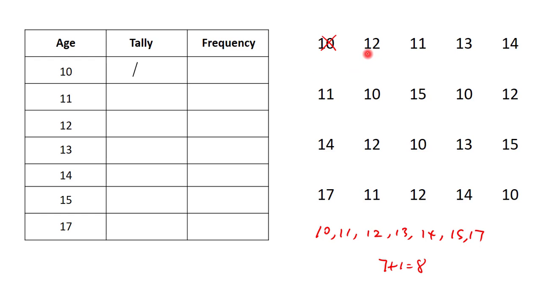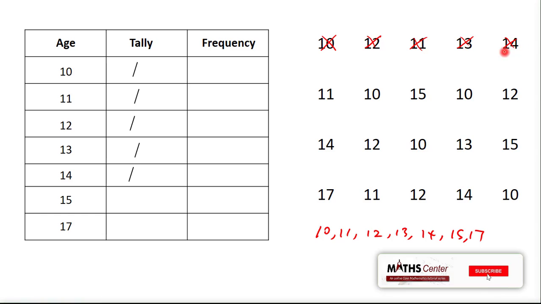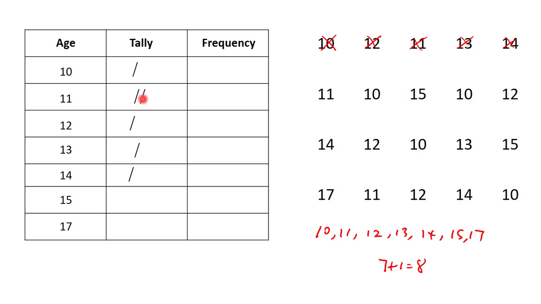The next one is 12. So the age 12 will have 1 stroke. The next one is 11. So the age 11 will have 1 stroke. The next one is 13. So the age 13 will have 1 stroke. The next one is 14. So 14 will have 1 stroke. The next one is 11. So the age 11 will have another stroke. The next one is 10. So the age 10 will have another stroke.